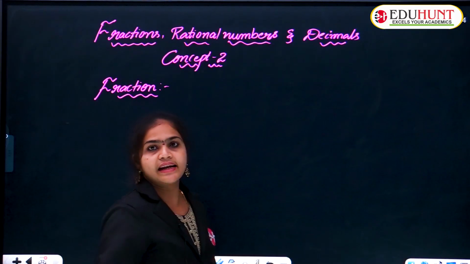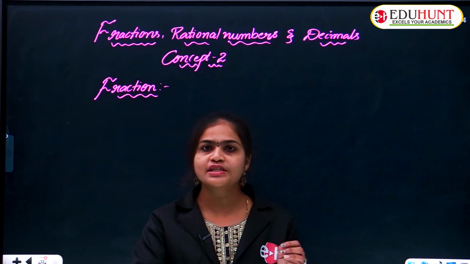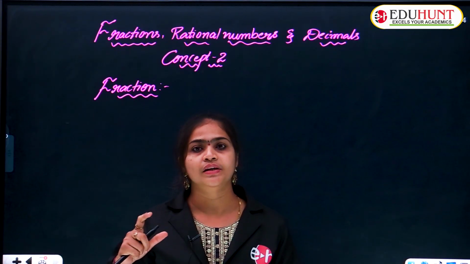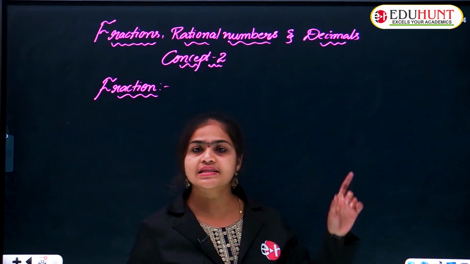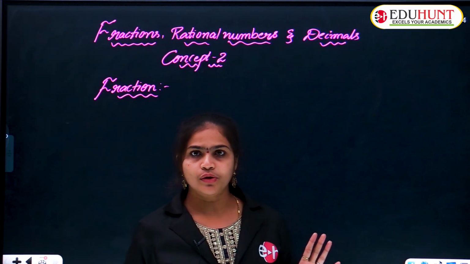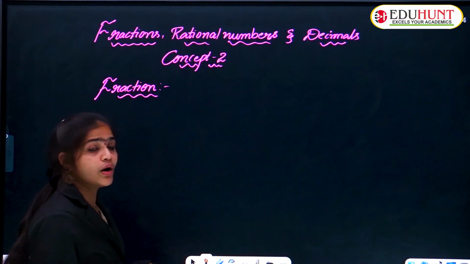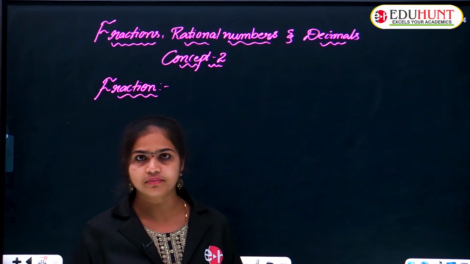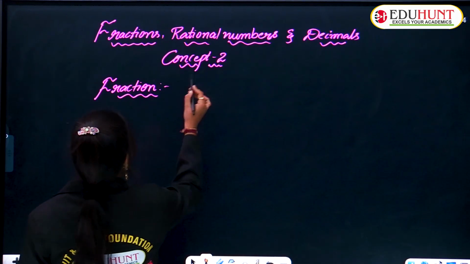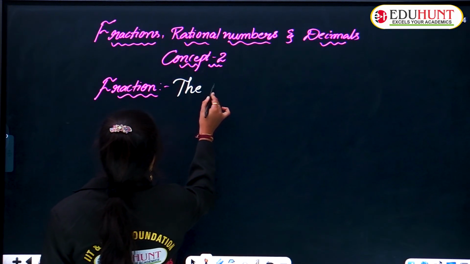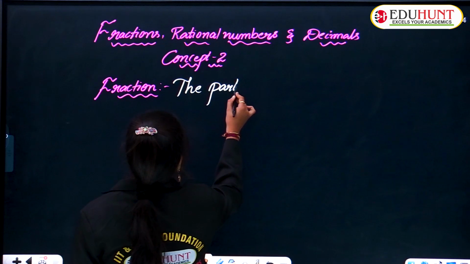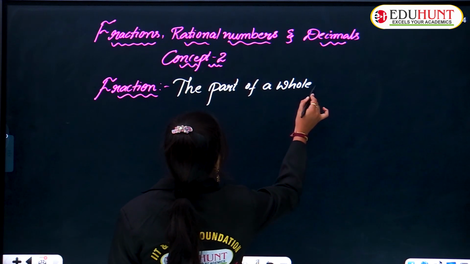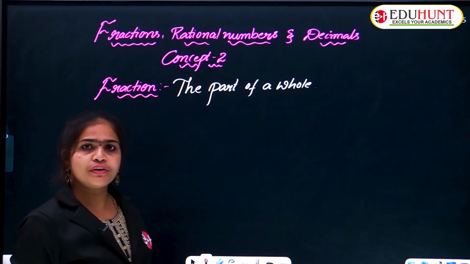I think we got that idea about fractions, right? A rational number which can be written in the form p by q, consider that p by q form as a fraction. Now, what is the correct definition of a fraction? A fraction is a part of a whole. The part of a whole is called a fraction.